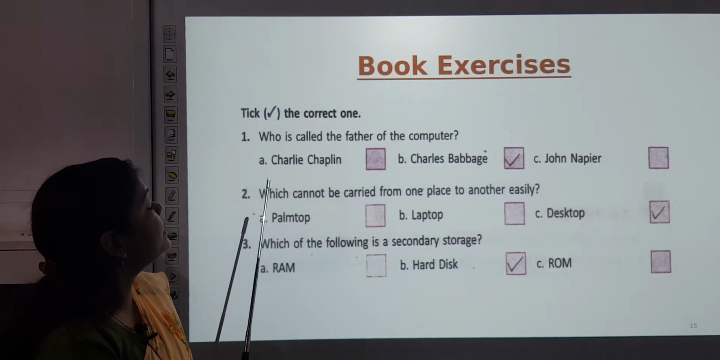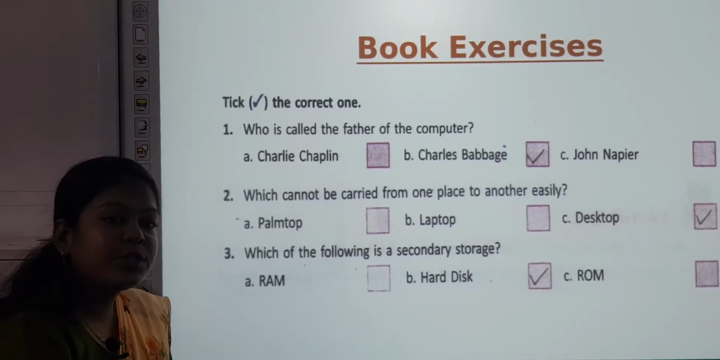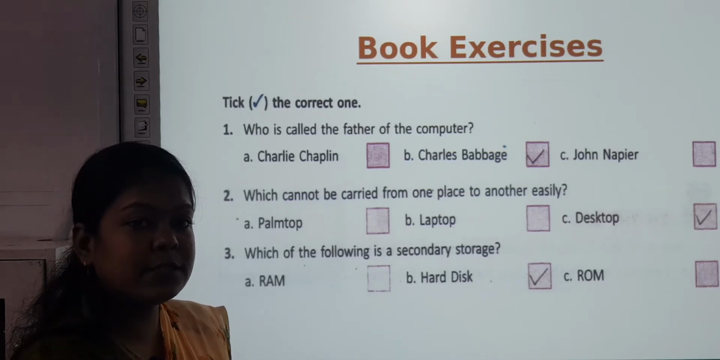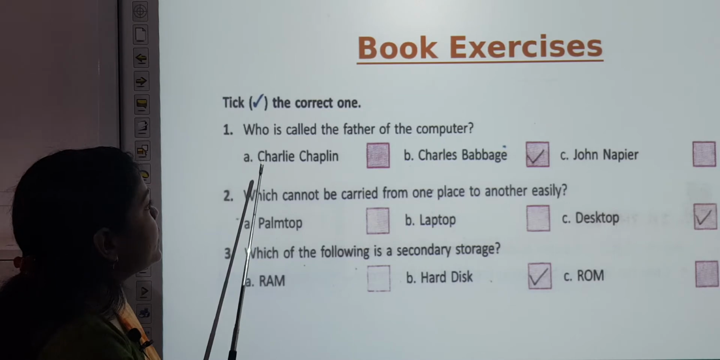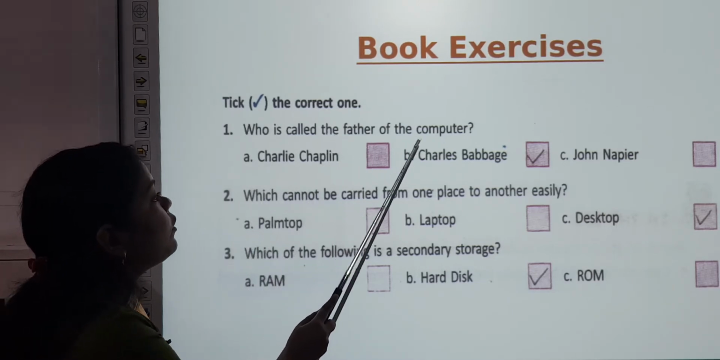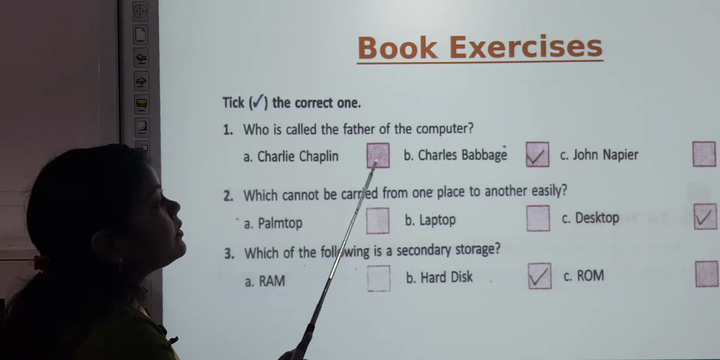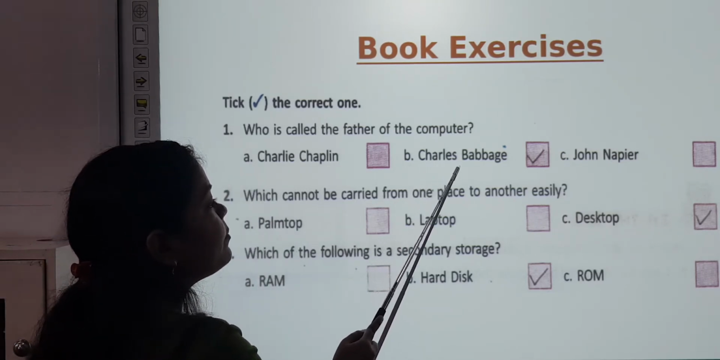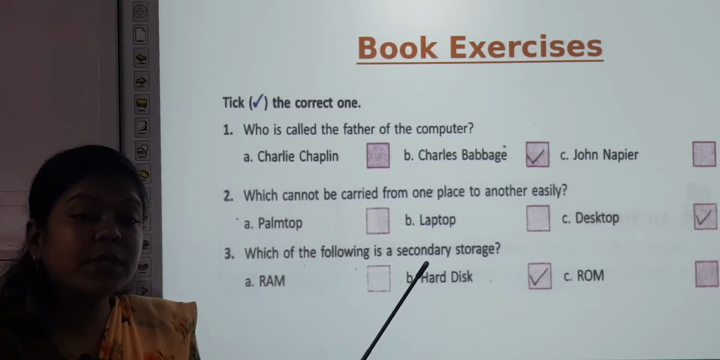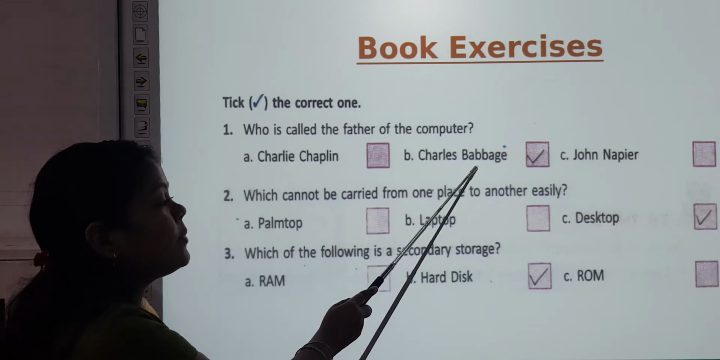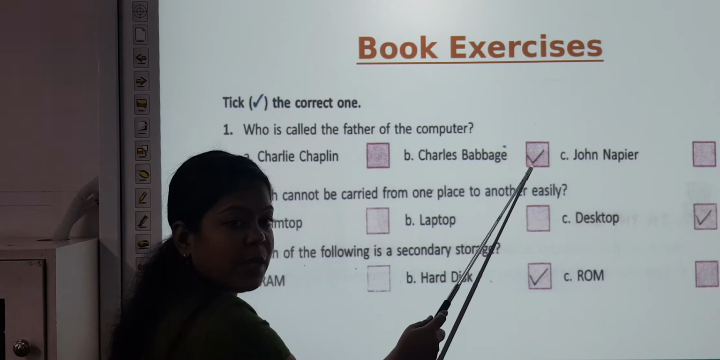In the first exercise, we have to take the correct one. In this question, you have to choose the correct answer and write the tick mark like this. Our first question is, who is called the father of computer? The options are Charlie Chaplin, Charles Babbage, and John Napier. The answer is Charles Babbage. So you have to put a correct tick in front of Charles Babbage.